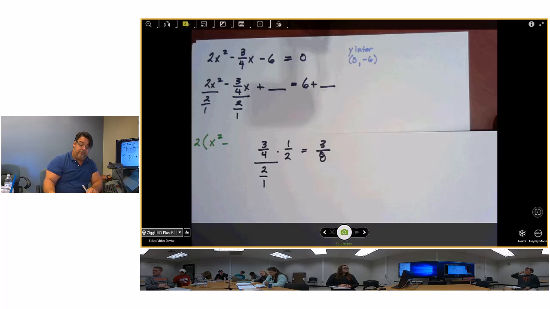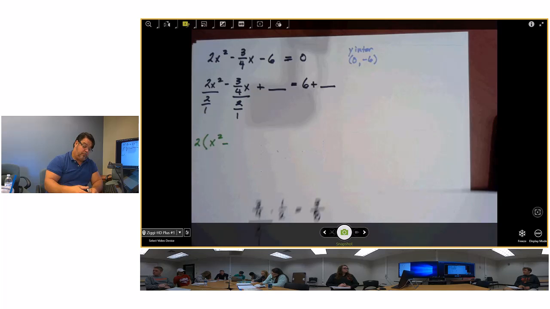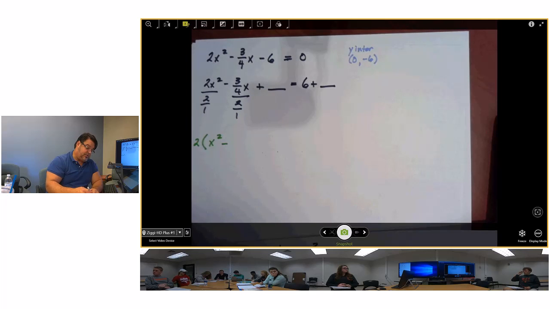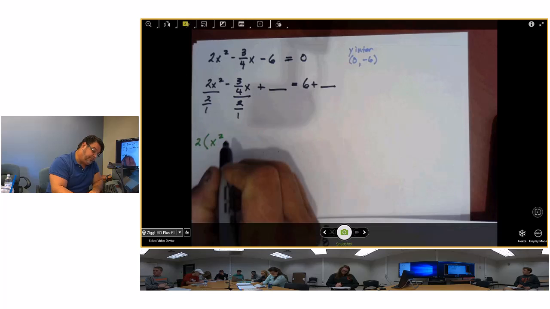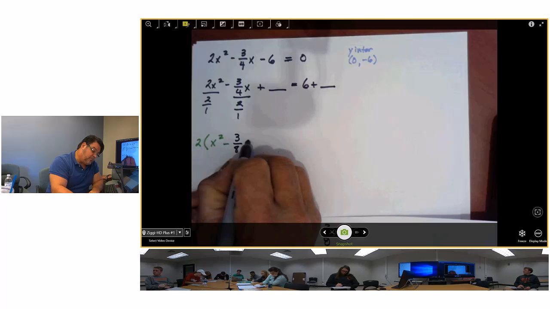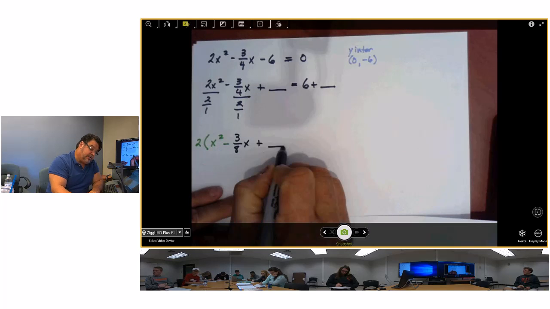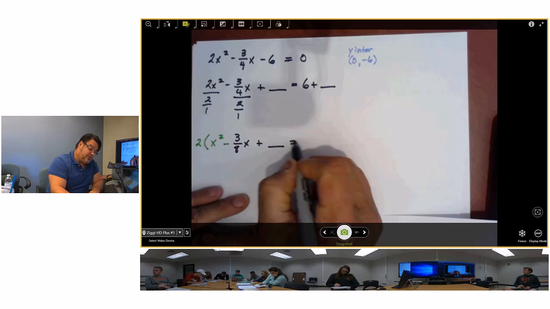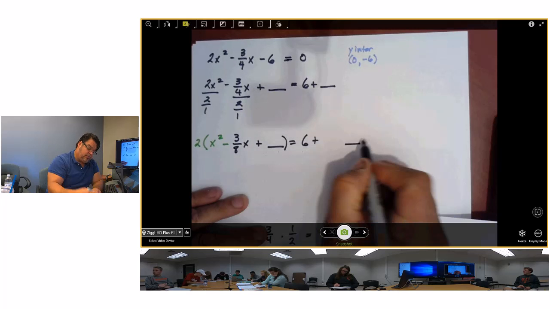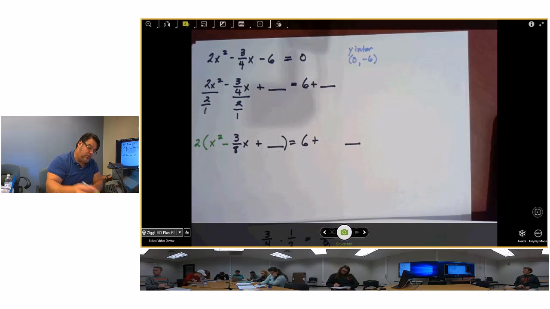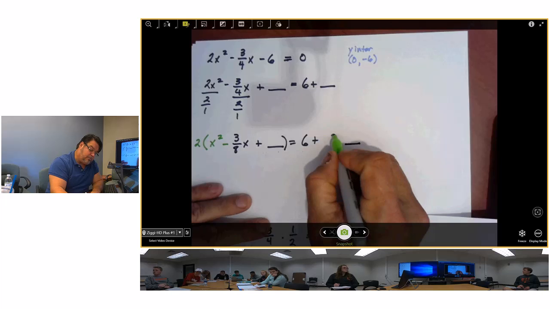3 over 8. So, minus 3/8 x plus blank is equal to 6 plus blank, and I'm going to multiply that 2 times that blank.